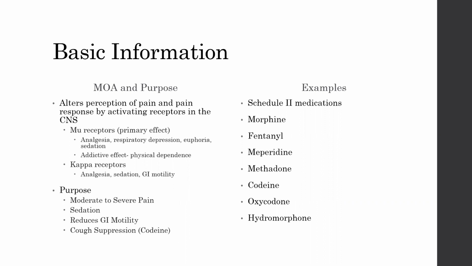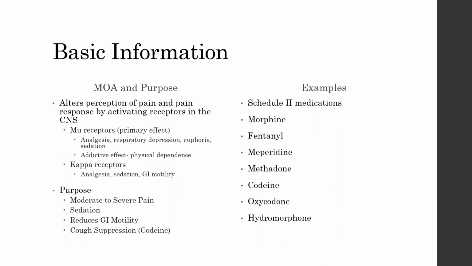The kappa receptors are used for pain relief, sedation, and GI motility, but often don't cause the euphoric or sedative effect. So if it's just activating the kappa receptor, then it typically won't have as much physical dependence. The purpose is to treat moderate to severe pain, induce sedation, reduce gastric motility for those that are having diarrhea, and it can also be used for soft cough suppression when codeine is added.